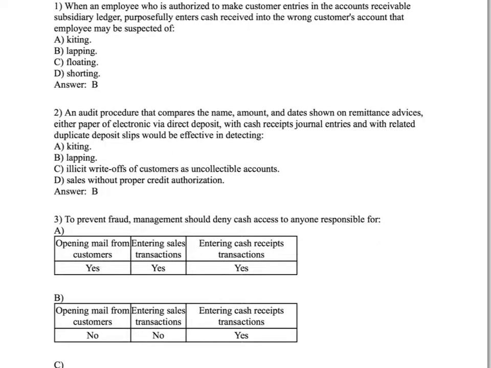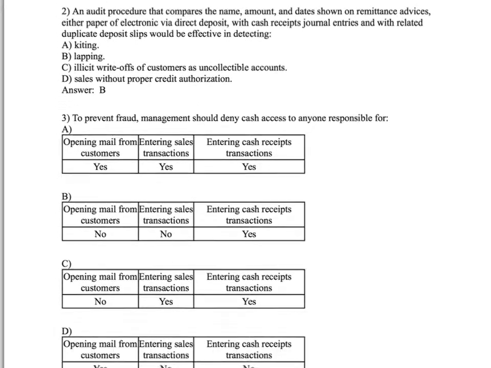Number 2, an audit procedure that compares the name, amount, and date shown on remittance advices, either paper or electronic, with cash receipts journal entries and with related duplicate deposit slips would be able to detect this lapping. So with that remittance advice, if you see that Jane Smith made the payment, well, you want to see Jane Smith's account having a credit towards it that they've made a payment. If you don't see it on her account, where was it applied to? Maybe it was applied to a different account, and that would be a red flag for lapping.